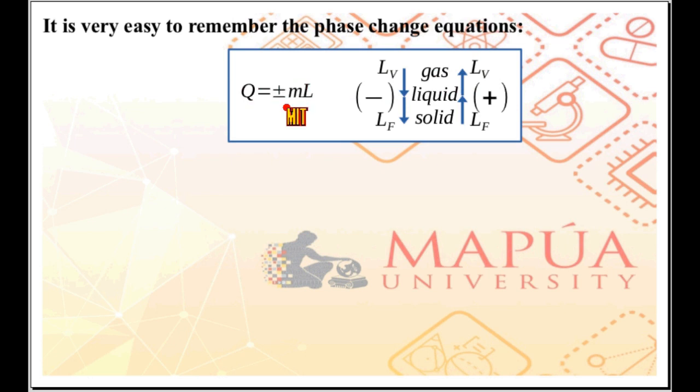Q is equal to plus minus mL. And that's it for now. That's it for our discussion on phase change. We'll continue our discussion on temperature and heat in the next video, wherein we take a look at conservation of energy in terms of heat energy. We have heat involved with temperature change, and we have heat involved with phase change. So we put all that together into just one equation. We have conservation of energy.